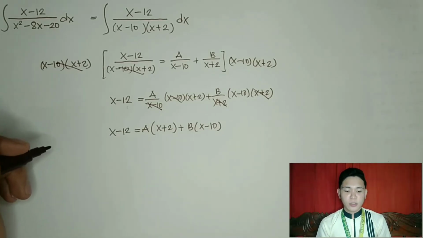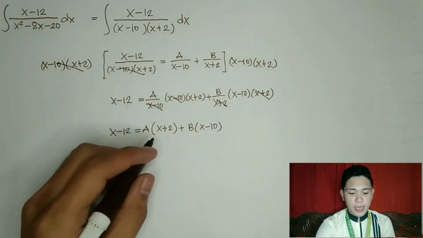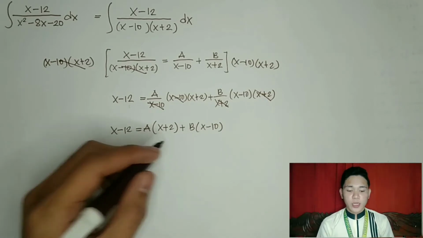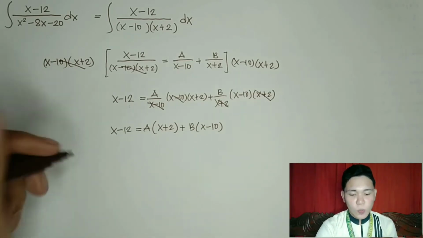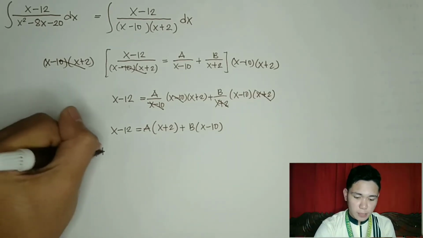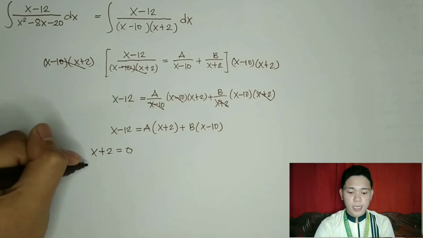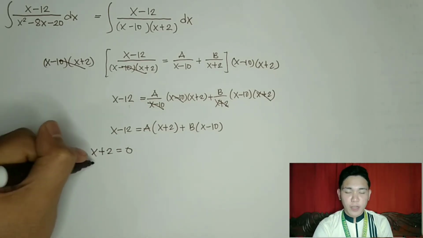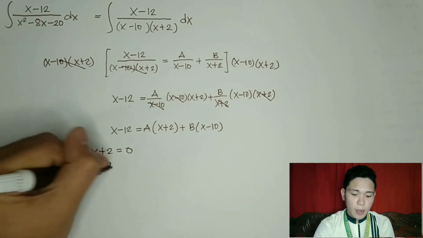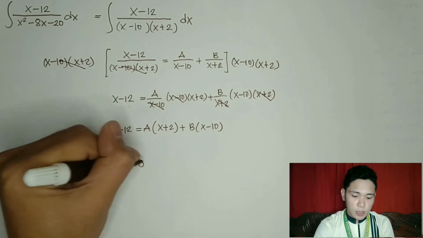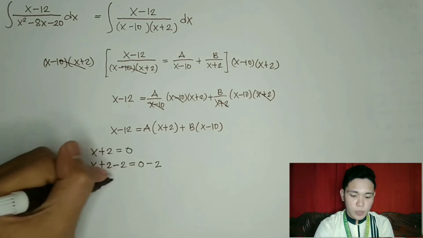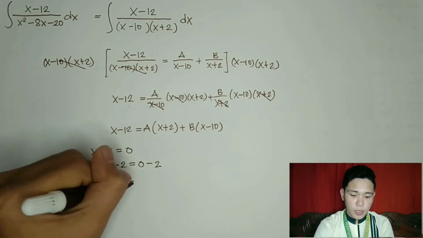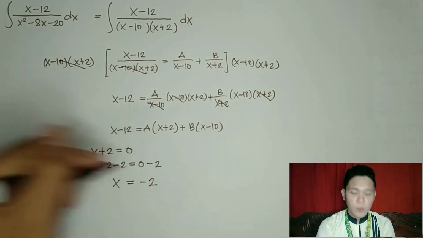Next thing that we need to do is to equate x + 2 to 0 in order to find the value for x, and this x will help us in finding the value for B. So we have x + 2 equals 0, and then apply the subtraction property of equality. x + 2 − 2 equals 0 − 2. Then simplify: 2 − 2 is 0, so x equals negative 2.